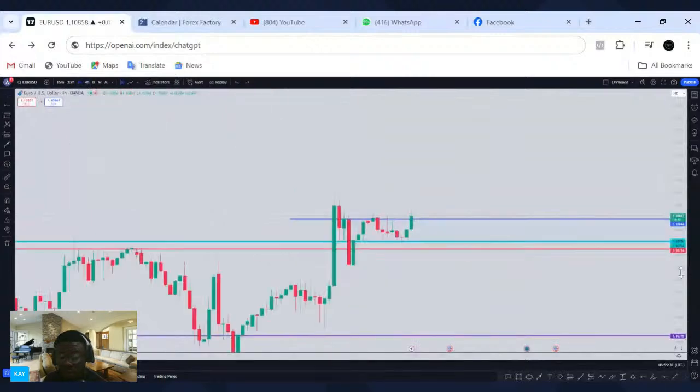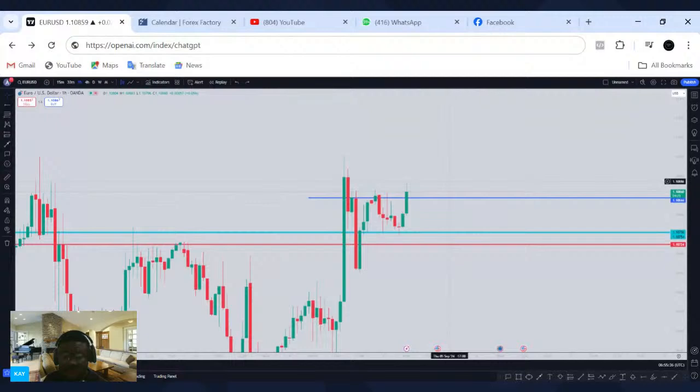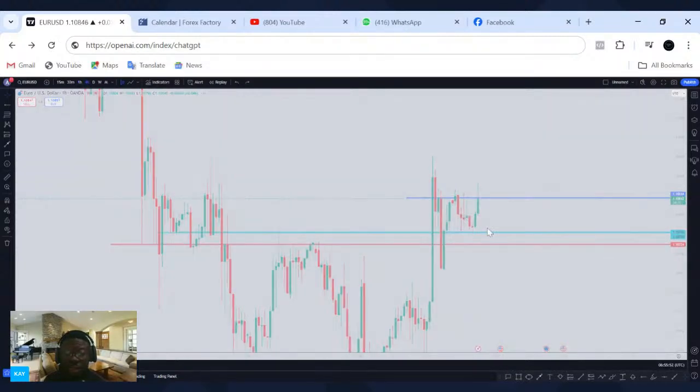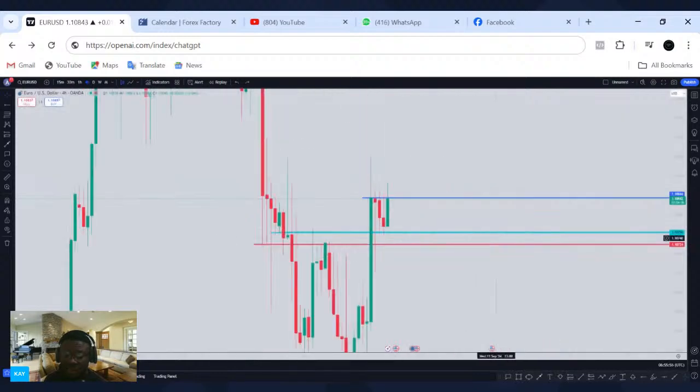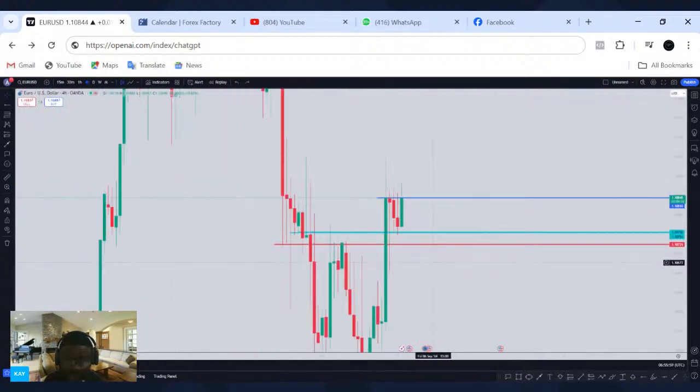Let me check. So let's wait and see how the London session is going to be. Is it going to retrace? Is the London session candle going to retrace the H4 candle? Because I'm seeing a retracement on the H4 candle.